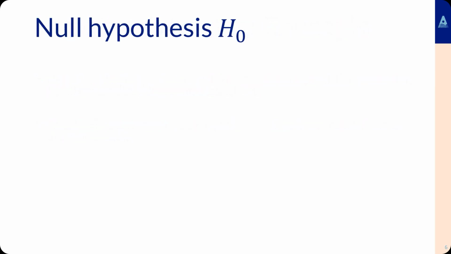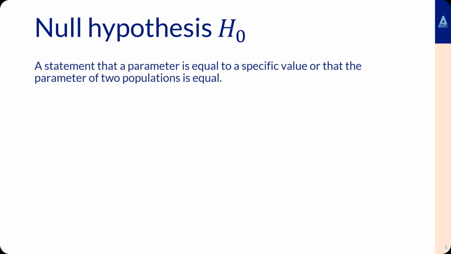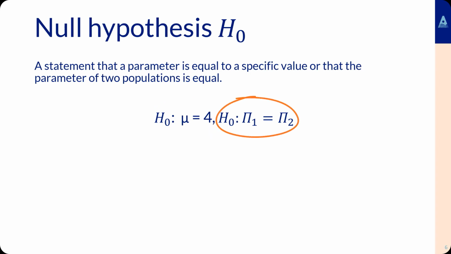The null hypothesis, or H naught. It's a statement that a parameter is equal to a specific value, H naught equals X, or that the parameter of two populations is equal. For instance, here we say the first null hypothesis is that the population mean is equal to 4. The second null hypothesis is that the proportion for one population is the same as the proportion for another population.